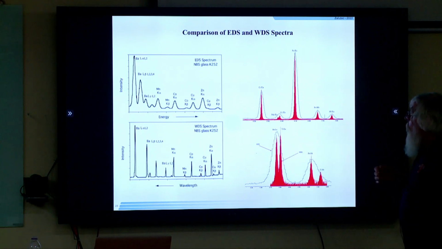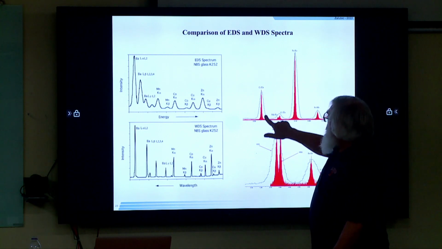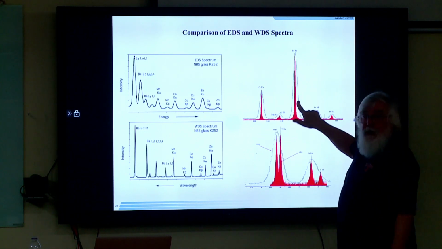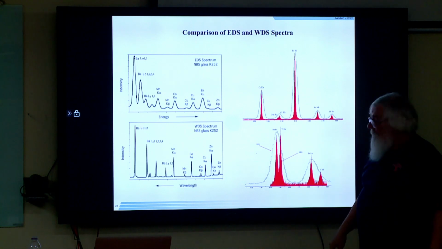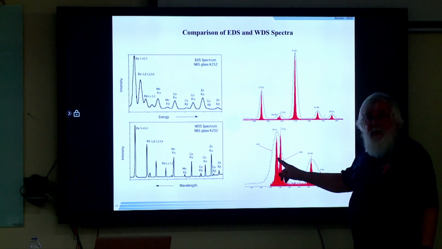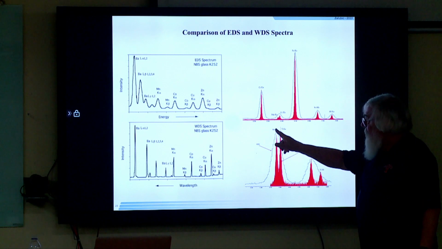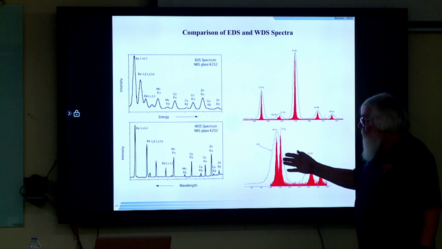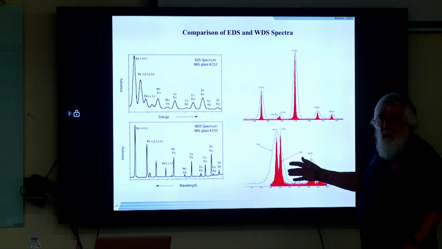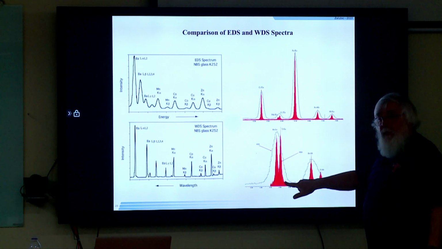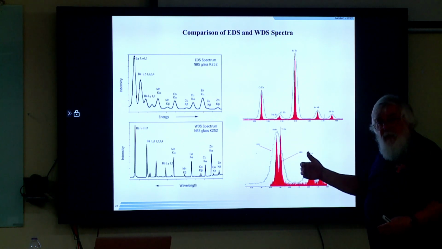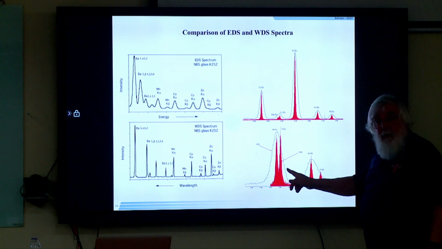Okay? Well, you say, well, that doesn't matter. I can still tell there's chromium there. I can tell there's iron there. Absolutely true. But what about something like a barium titanate material? The barium L and the titanium K almost completely overlap. Not quite, but almost. In an EDS spectrum, you don't have the resolution to resolve that. In a WD spectrum, you can resolve that.